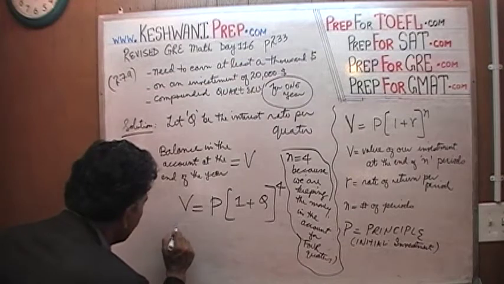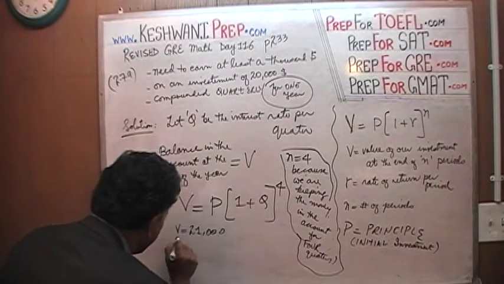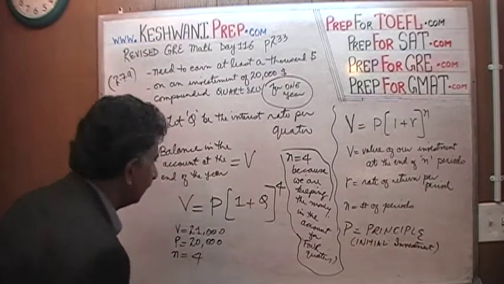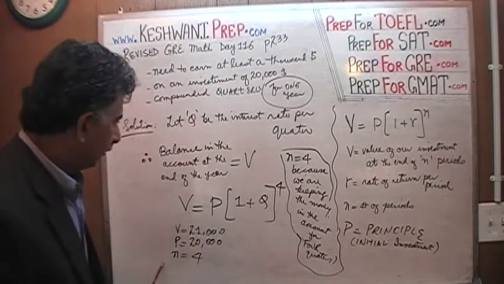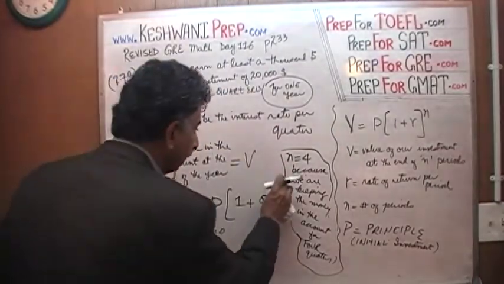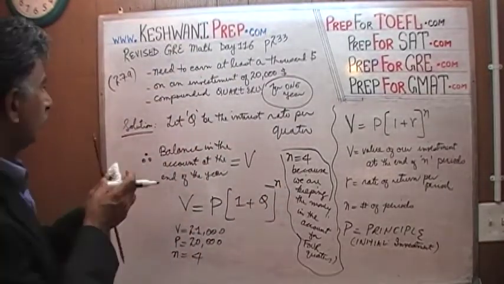V equals $21,000. Our initial investment was $20,000. Our n is 4. And we know P, we know V, we know n, and we solve for Q. That's all. That is all. I need the room, so I'm going to do it on the top.